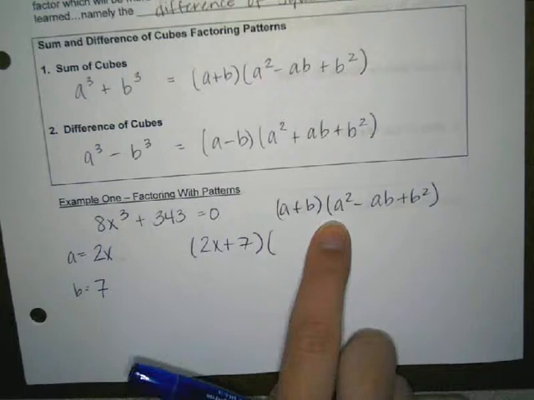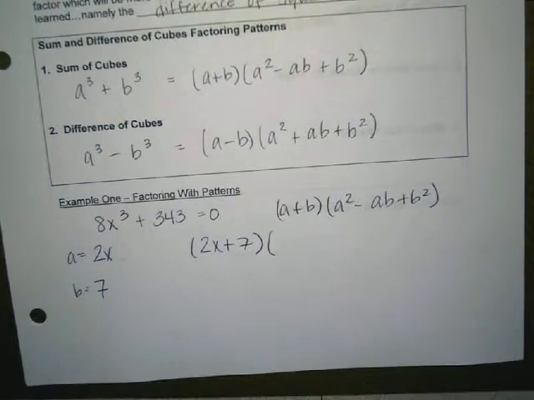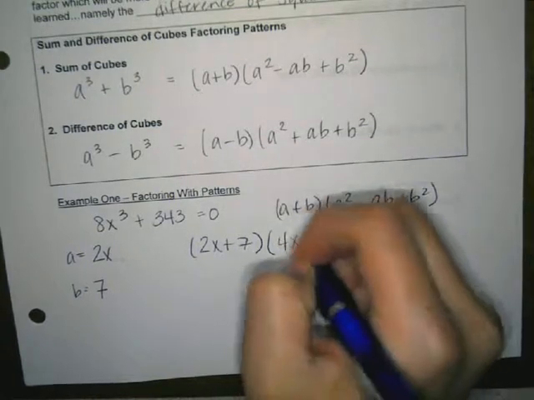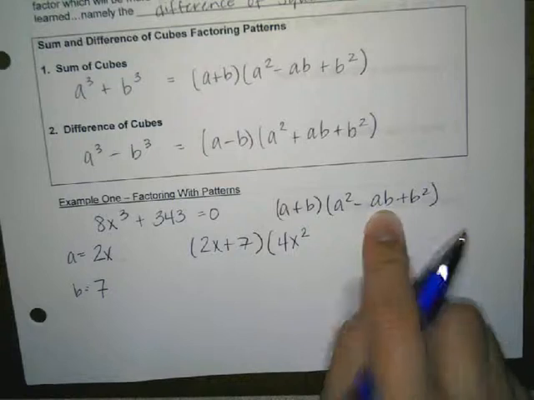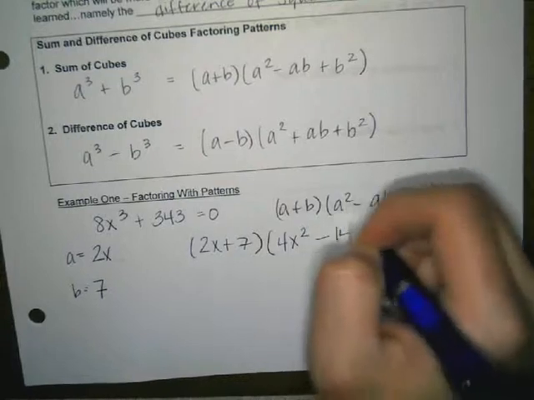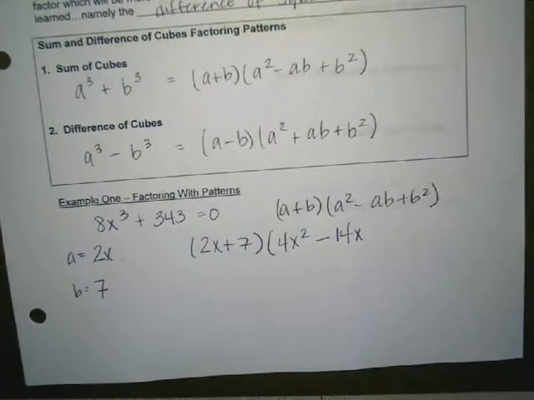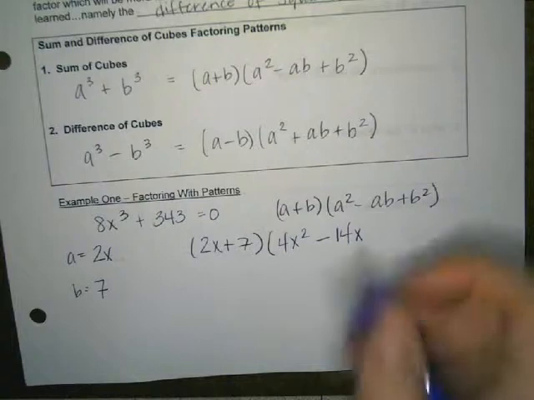A squared. What is A squared going to be here? Be careful. 4x squared. Good. Because if you're squaring 2x, you have to square the 2 and the x. So you should get 4x squared, minus A times B, so that'd be 14x, and then plus B squared, which will be 49.